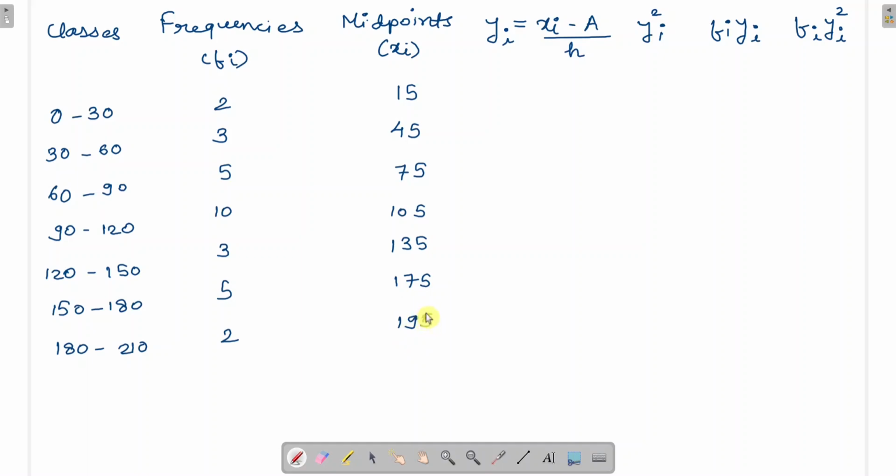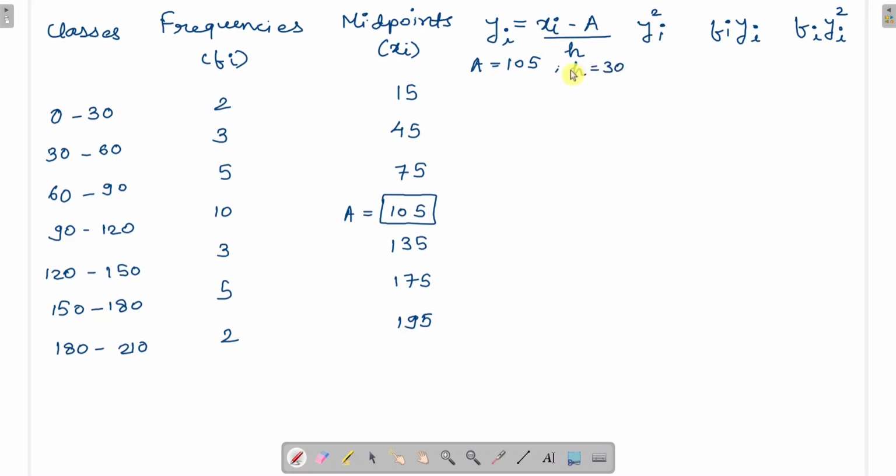Okay, now Yi. To find Yi we have to find the assumed mean and the common factor H. So assumed mean is just the middle value of the observations. So 1, 2, 3, 4, 5, 6, 7 entries are there, so the fourth entry will be our assumed mean. A is equal to 105 and H is the common factor, that is 30, right? We have to do 30 minus 0 or 60 minus 30, we will get 30. So A is equal to 105 and H is equal to 30.